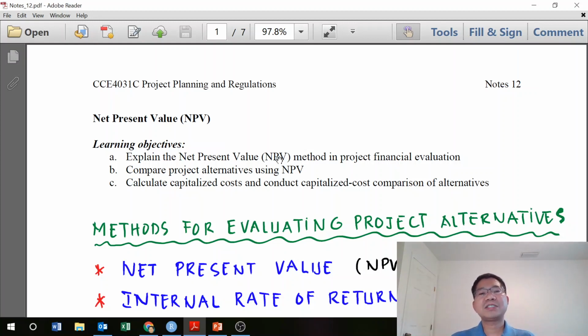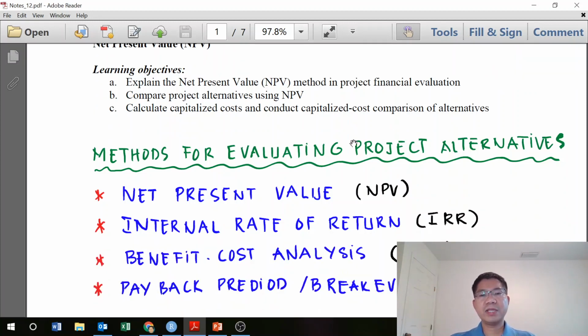Before we go to this lesson, which is net present value, we want to overview the methods we use for evaluating projects, alternatives, different options financially. So in our class, we have four methods to discuss. The first is the net present value, today's lesson. Next lesson, we will talk about the internal rate of return, IRR. Then benefit cost analysis, BC, and payback period or break even analysis.